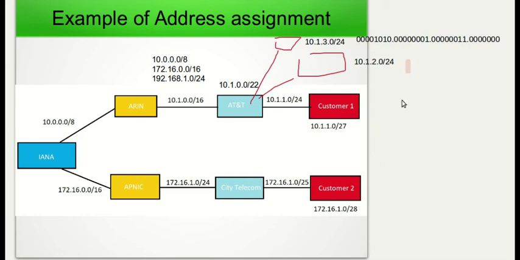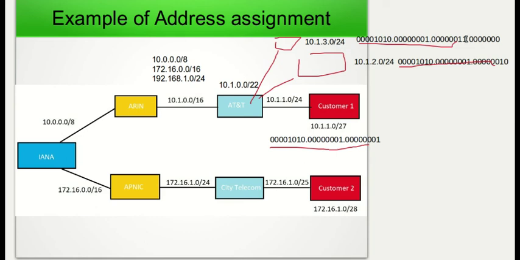Let's look at this IP address now. So we've got 0, 0, 0, 0, 1, 0, 1, 0, dot 0, 0, 0, 0, 0, 0, 1, 1. That's 128, 64, 32, 16, 8, 4, 2, 1. And the first 22 bits are 1, 2, 3, up to 16, 17, 18, 19, 20, 21, 22. So if you notice anything about these IP addresses, the first 22 bits are exactly the same. It's these last two bits which differ.